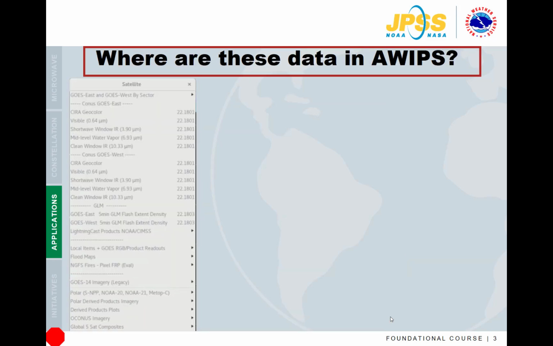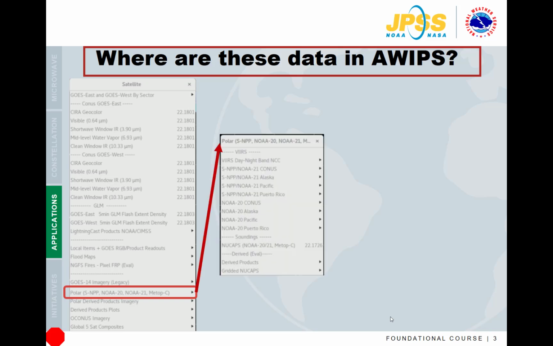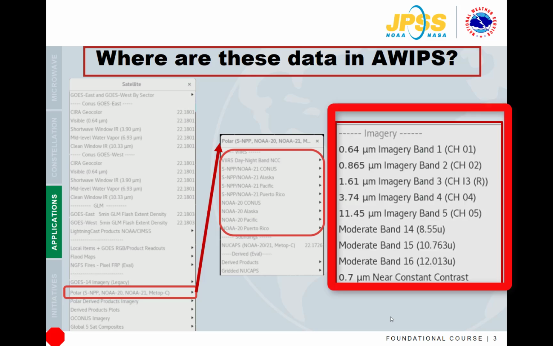Where can you find these data in AWIPS? If you look under the Satellite tab, scroll down and you'll see something that has polar in it. And it might list SUMI-NPP and or NOAA 20 and or NOAA 21 and or MEDOP-C. When you look at the Polar tab, you see the SUMI-NPP, NOAA 21 or NOAA 20 tabs. You'll find imagery as shown here.